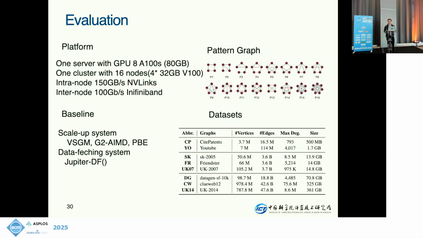Currently, other multi-GPU systems can only process graphs with 1.8 billion edges. We compare with 3 scale-up multi-GPU systems: GMiner, G2Miner, and PBE. And we also designed Jupiter Data Fetching, which is a CPU-free data fetching system for multiple GPUs.